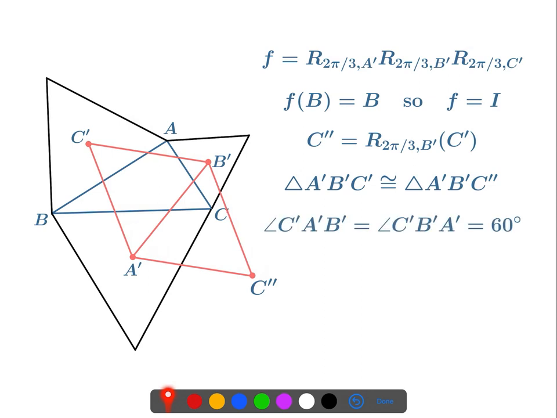So we get that those two angles are 60 degrees, this one and this one. Well, of course, the third angle of the triangle has to also be 60 degrees because the sum of the angles of a triangle adds up to 180 degrees. So we have an equilateral triangle here, like we were trying to prove. These angles are all 60 degrees. So the result is that A prime, B prime, C prime is in fact an equilateral triangle, and that proves what we were trying to prove.